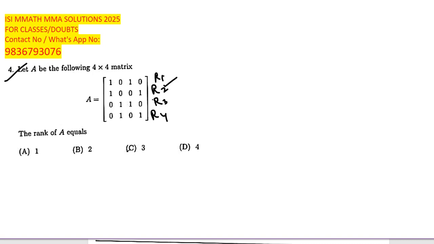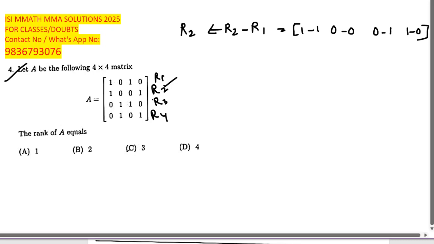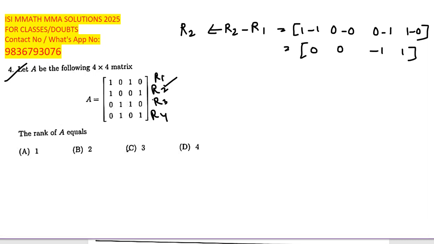Now we will first eliminate the entry in row 2 using row 1. That means row 2 will be R2 minus R1. So that is 1 minus 1, 0 minus 0, 0 minus 1 and 1 minus 0. Okay, so it will come to 0, 0, minus 1, 1. Now my matrix becomes 1 0 1 0, 0 0 minus 1 1, 0 1 1 0, 0 1 0 1.